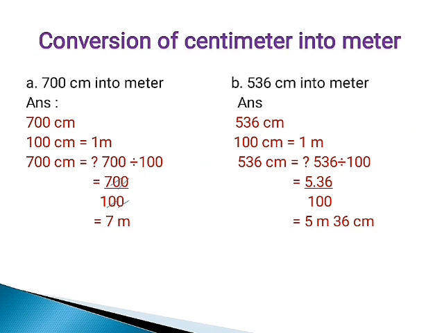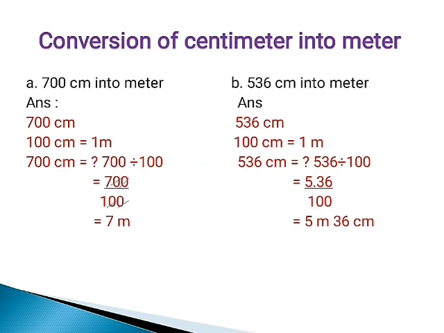Yes. Now look at the first sum. 700 centimeter into meter. Now what should we do? First step, you should write the sum as such. So write 700 centimeter. Second step, what is the step? Yes, we should write the formula. What is the formula? 100 centimeter is equal to 1 meter. Third step, what? We have to substitute. Okay, dears. Now, 700 centimeter I wrote is equal to question mark. Now, we should do the cross multiplication. So, 700 into 1. What is that multiplication of 700 into 1? Yes, 700 into 1, 700.